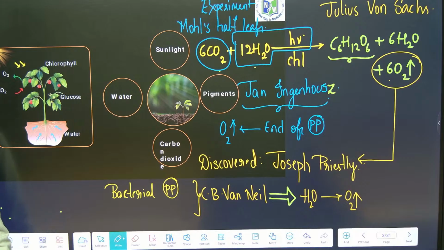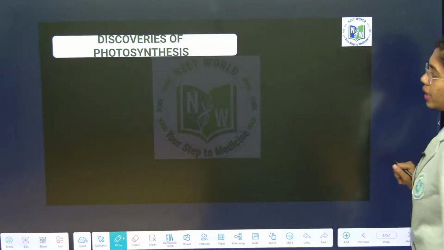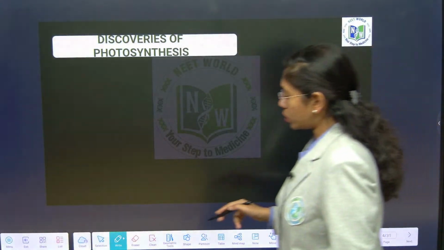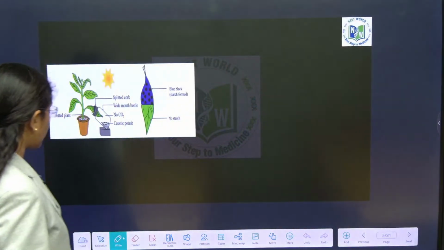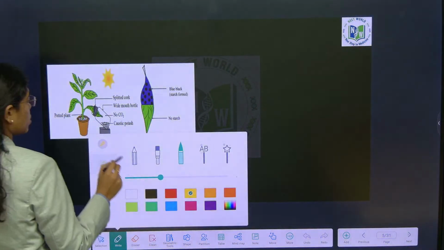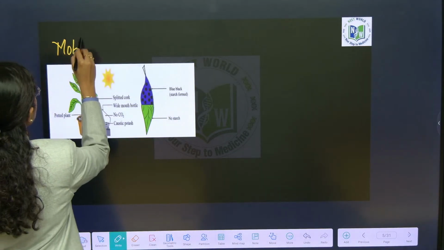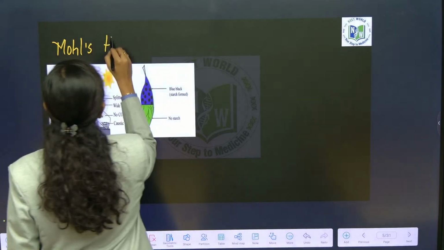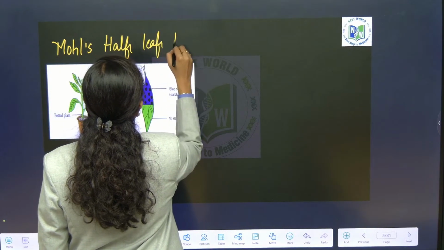Most important discoveries. Now we will see each discovery in detail. Discoveries of photosynthesis. Now we will see first that carbon dioxide is essential for photosynthesis, which is shown by Moll's half-leaf experiment.